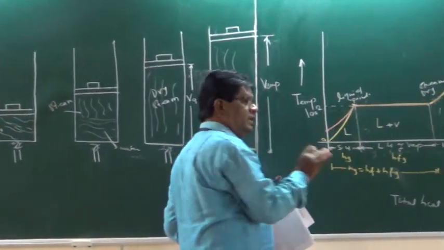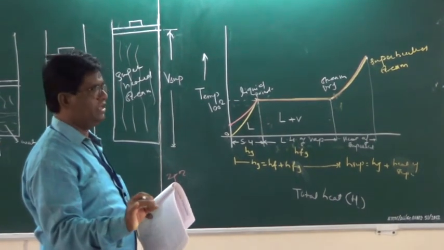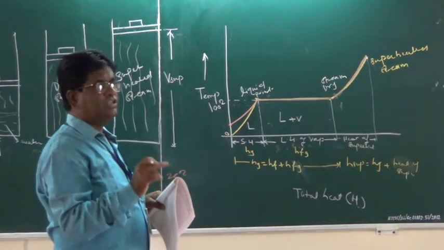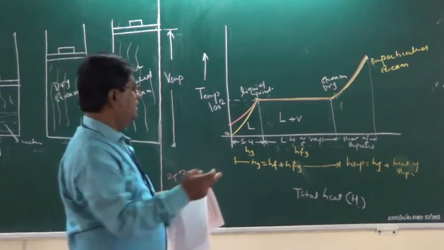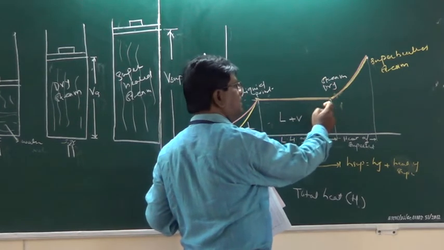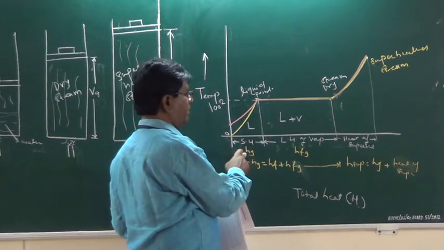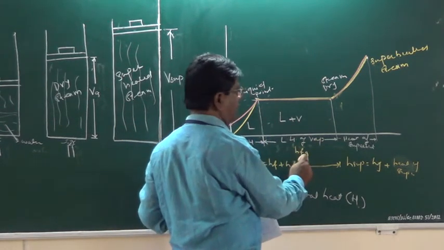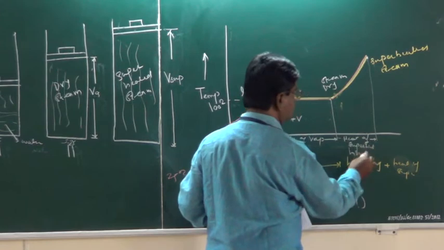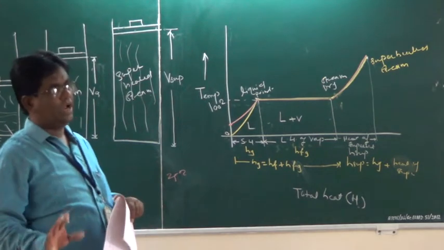What is sensible heat? The heat added from the initial condition to the saturation temperature as per the given condition is sensible heat. The heat added at saturation temperature to convert it into dry steam is the latent heat of vaporization, and the heat added from dry steam to convert it into superheated steam is the heat of superheat. So sensible heat is denoted by Hf, latent heat of vaporization by Hfg, and superheated steam enthalpy is Hsup, which is nothing but Hg plus the heat of superheat. So that we have to consider.